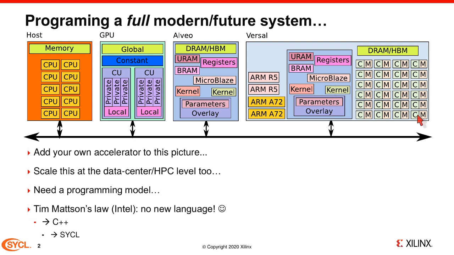But more interestingly, we have our coarse-grained reconfigurable architecture where you have an array of cores and each core has its own memory. So it's complex stuff to program, and if you want to scale this at the data center or HPC level, it will become more and more complex to deal with OpenMP, MPI, and things like that. So we really need a programming model, but fortunately, the good news is that with modern C++ and specifically with SYCL DSL, we can probably address some aspects of this.